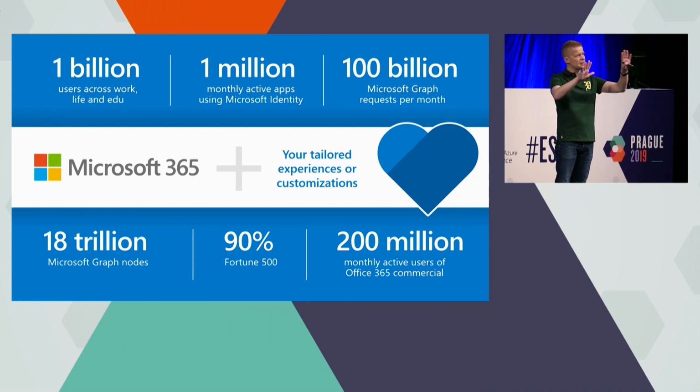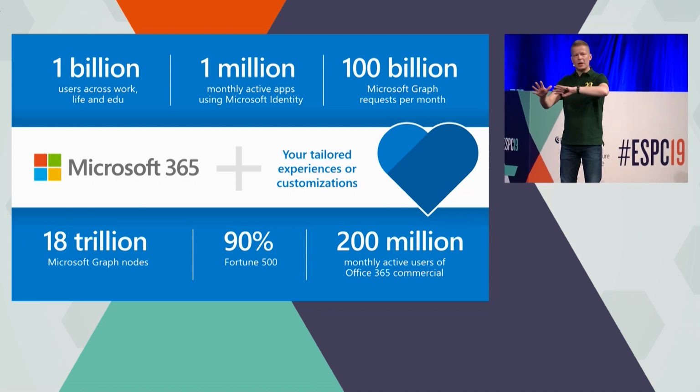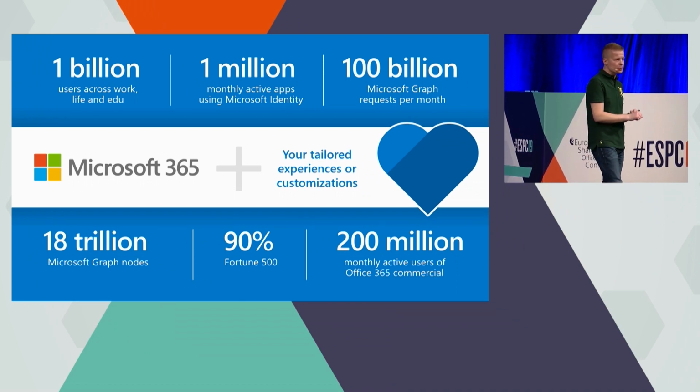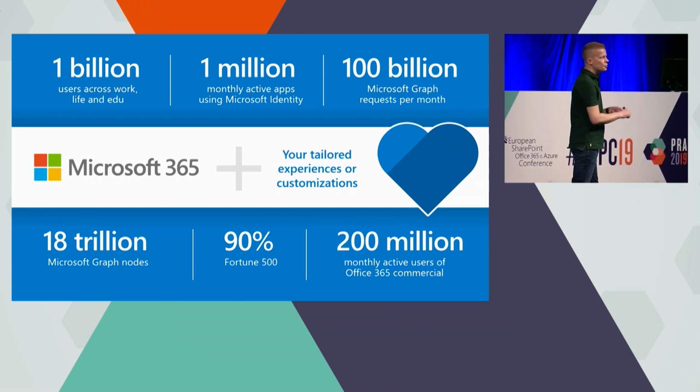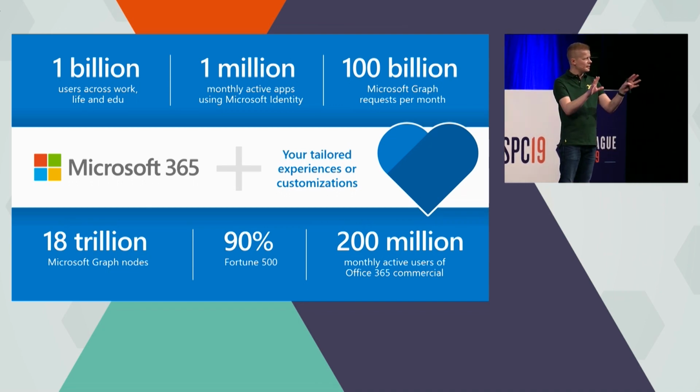Those are those events and networks and machine learning connectivity behind the scenes that are able to access the information which is relevant for the user. 90% of Fortune 500 companies are using Microsoft 365, and there's 200 million active users of Office 365 commercial sites. So it's not just EDU which is being used. 200 million, it's a massive opportunity for your extensibility applications.